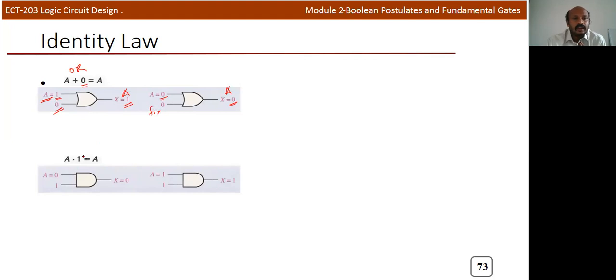If a is 1, output is 1. If a is 0, output is 0. So that's why we have written like this, a plus 0 is equal to a. And similarly the AND operation. If you perform AND operation with the fixed 1, the output will be always a. Means if a is equal to 0, output will be 0. If a is equal to 1, output is equal to 1. So the output always depends on a when you perform AND operation with 1.